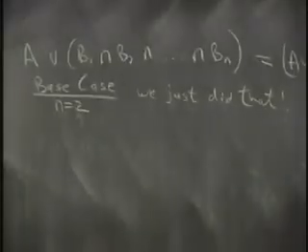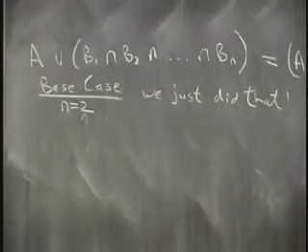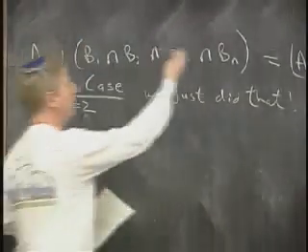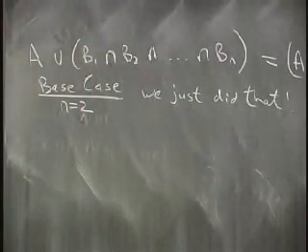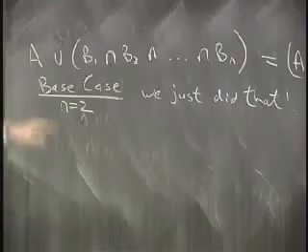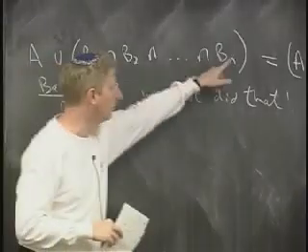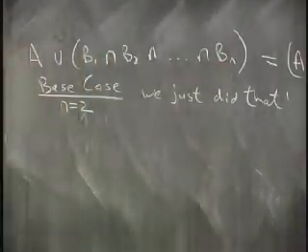Okay, that's done. So now we're going to assume that this theorem is true for any number of B's up to n, and we just want to show that it's true if we add one more. Everybody with me so far? How do we do that? We're going to assume it's true here. That's our inductive assumption. We want to get from there to the next case where we add one more B, where we make it Bn plus 1.